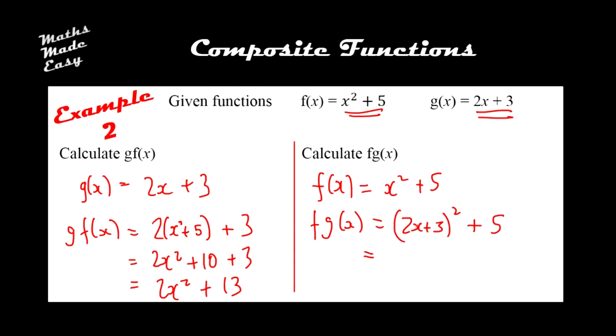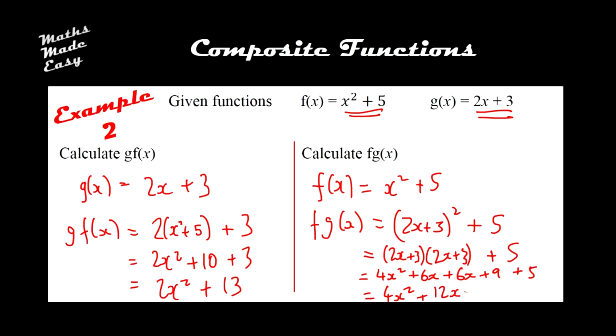Now expanding this, you've got to be very careful. Some people would incorrectly just do 2x and square that and 3 and square that. It's not. It's the same as expanding a double bracket. So I've got 2x plus 3 multiplied by another 2x plus 3, which comes out as 2x times 2x is 4x squared, 3 times 2x is plus 6x, I've got another 6x from the other 2x and 3, plus 9, plus 5. And if I simplify all of that, I get 4x squared plus 12x, and the 9 add 5 gives me 14.